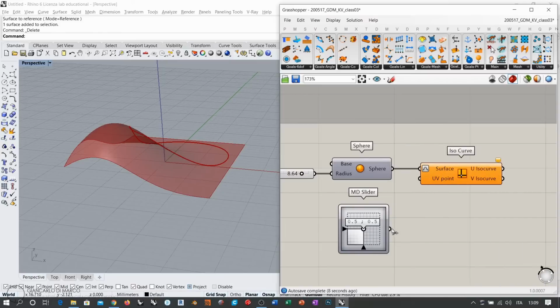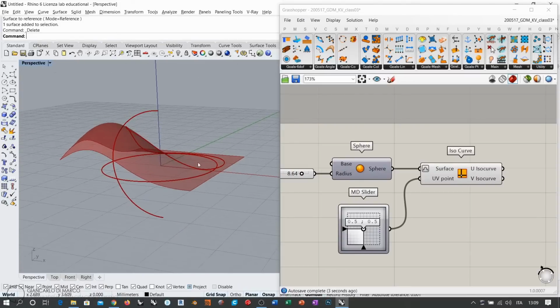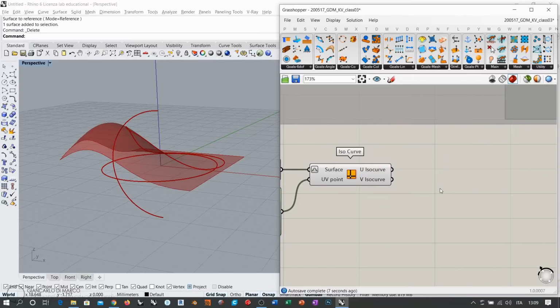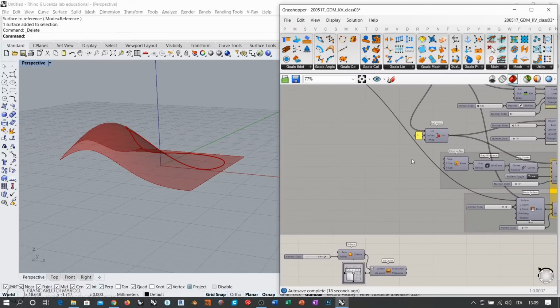Let me reparameterize this. So we have these two curves. I want the horizontal one. So this is a circular curve, and this is an arc-like curve. So I need the U curve. And I want the U curve to behave like we were discussing here.